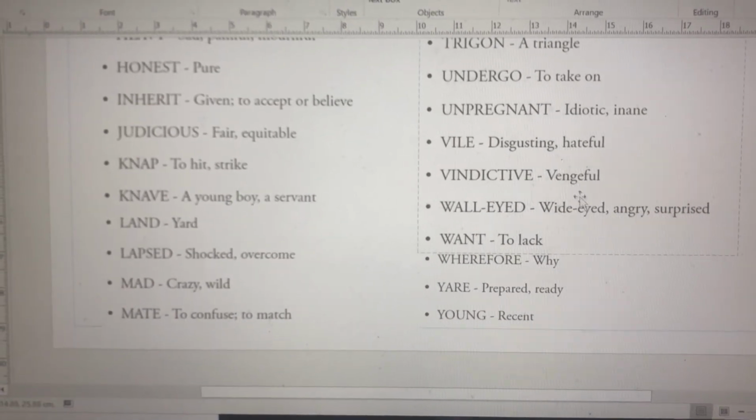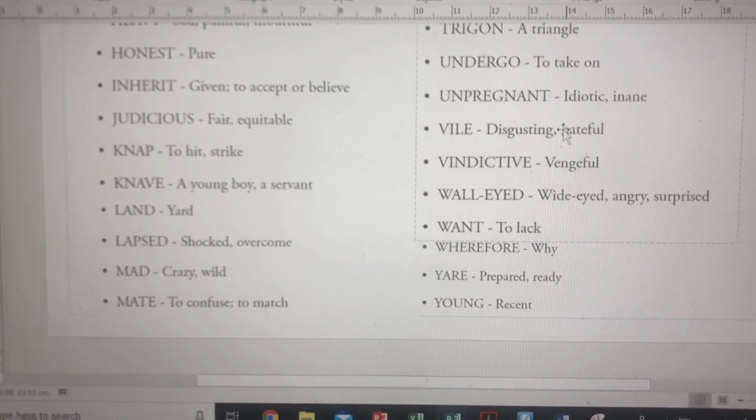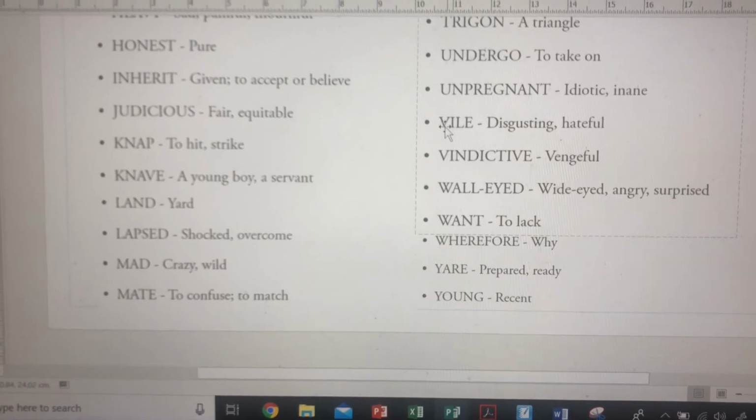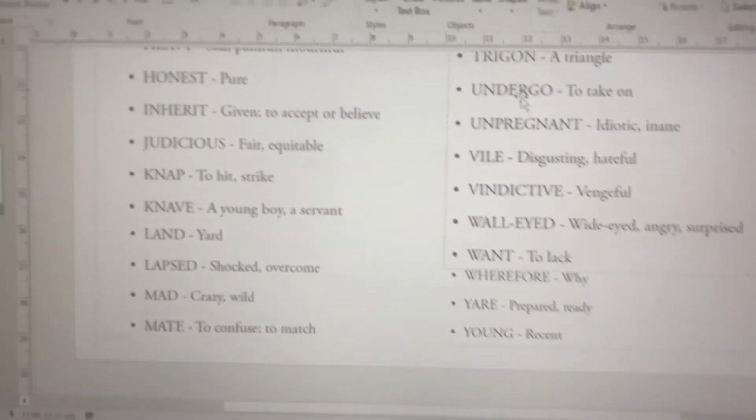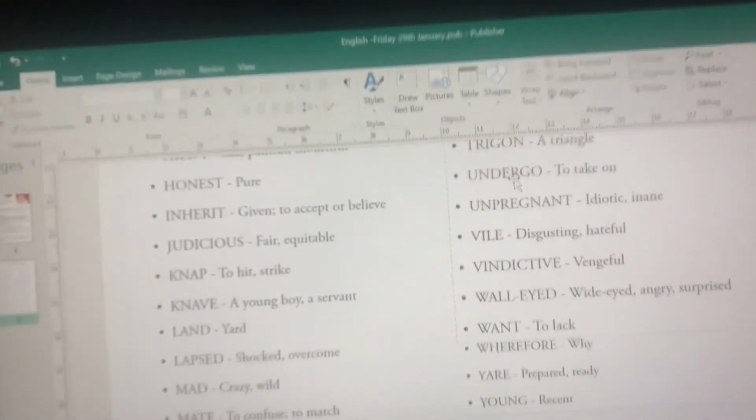If what he did was disgusting and hateful, rather than saying it was disgusting, use the word vile, okay? If he was taken on a task, say to undergo. So you're going to try and use as many of these as possible. So what I'm going to do now is I am going to write a little diary entry, but I'm not going to do it as Macbeth because you'd just be able to copy it. Instead, I'm going to do it as Lady Macbeth about the events of that night.